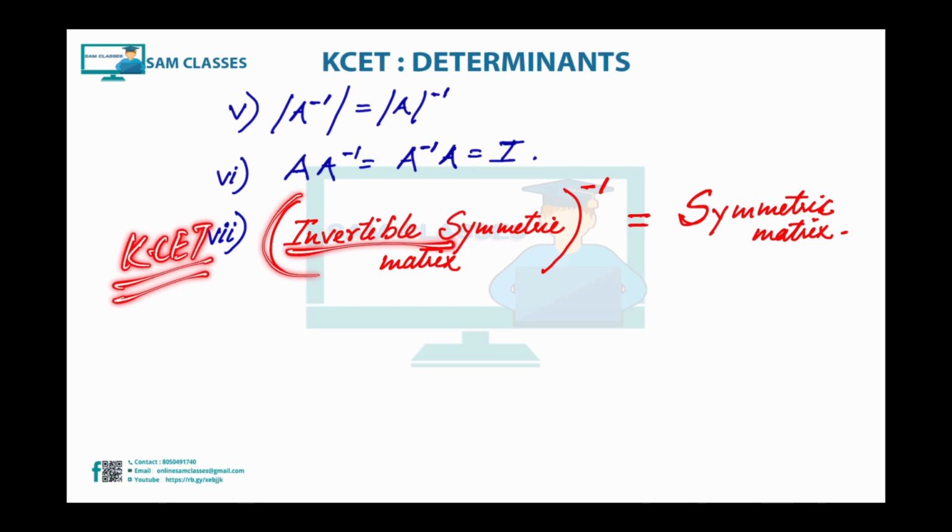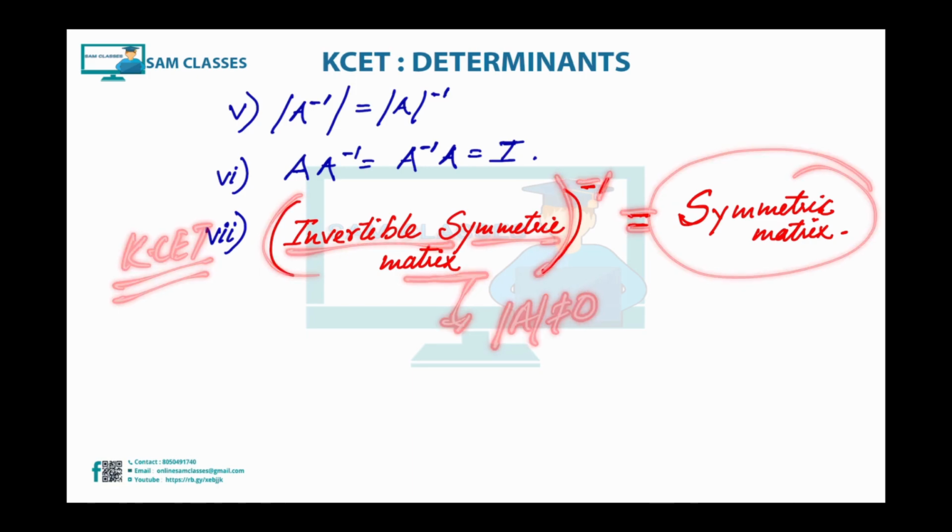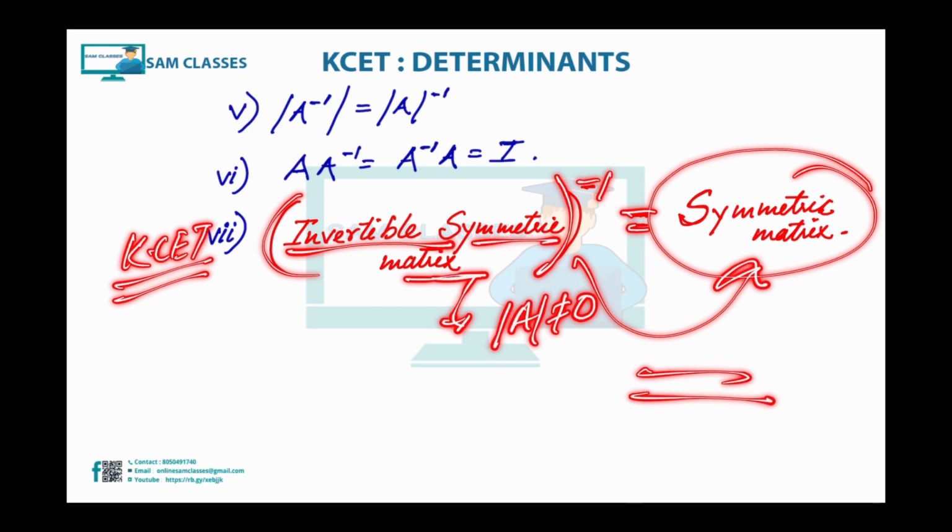A lot of times questions have come. Invertible symmetric matrix is there. Invertible means the determinant is not equal to 0, so the inverse exists. So if you do inverse, you'll always get a symmetric matrix. So directly you can put an answer, okay?